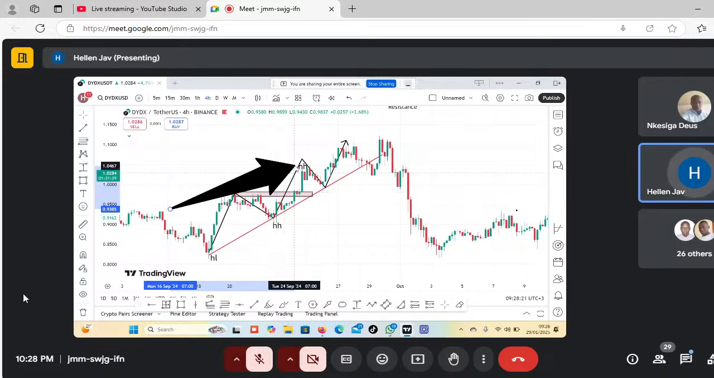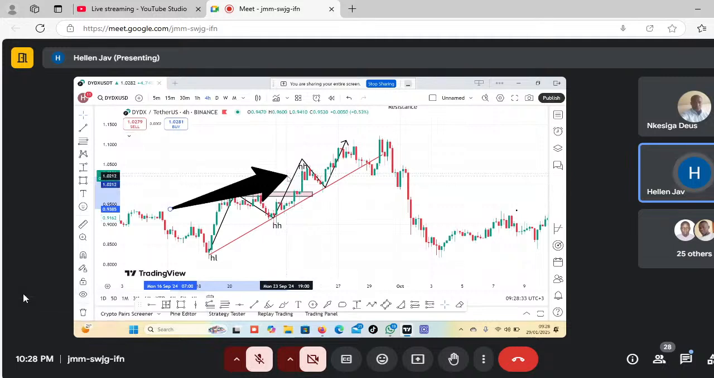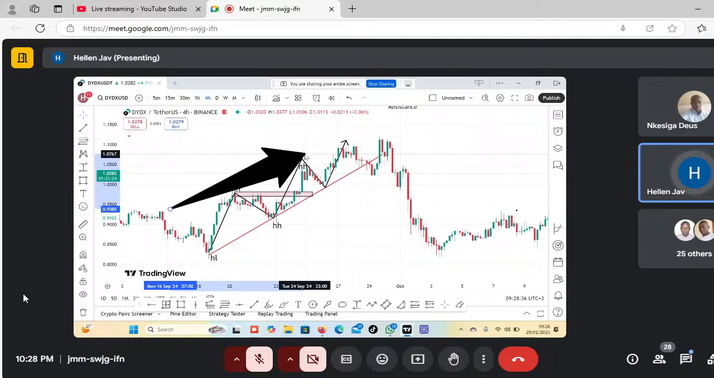Meaning after it breaking through the resistance, what are you going to wait for? You're going to wait for this resistance to be tested. Remember, now it has become a support. I told you the moment the market goes through the resistance, it is no longer resistance. Now it is going to become our what? Our support level. So we are waiting for the market to come back and test.